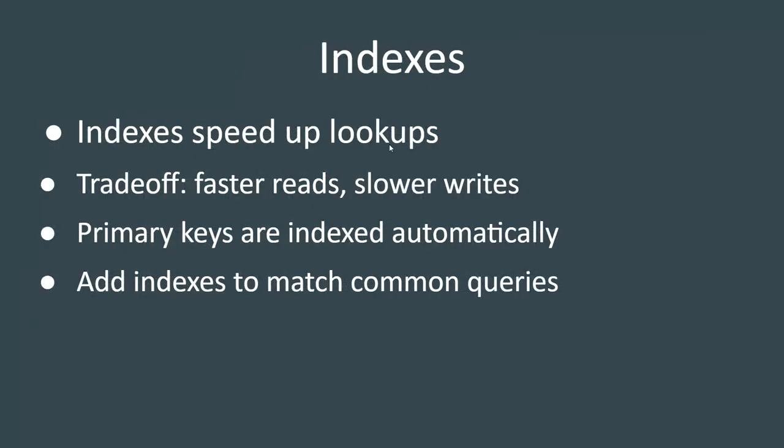Then indexes, these things make things faster. I'll give you an example of what an index looks like and how it makes it faster. It does slow down writes. Primary keys are indexed automatically, and you'll want to manually build indexes that match common queries. It's a little bit advanced for this class, but I want you to understand it as a concept, so that if you're out in the real world writing some code and you say, this query is really slow, one of the first things to do is see if you have a missing index.